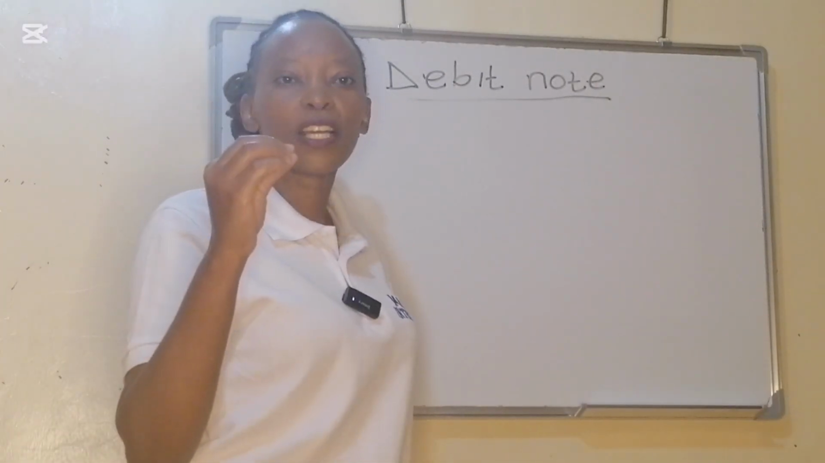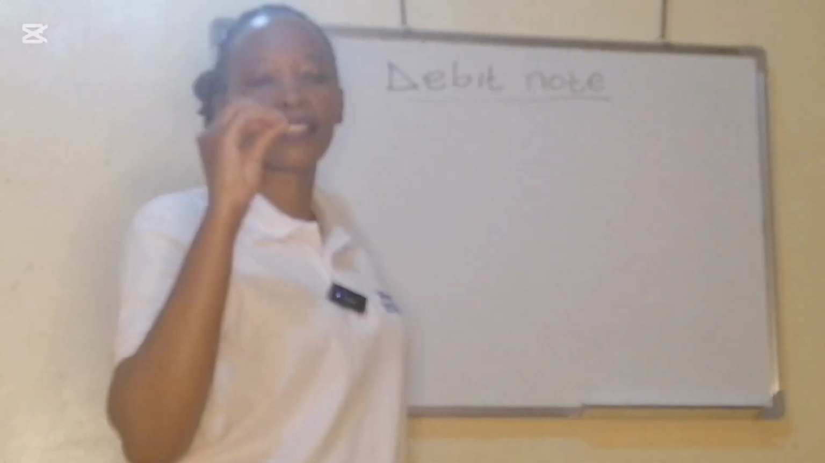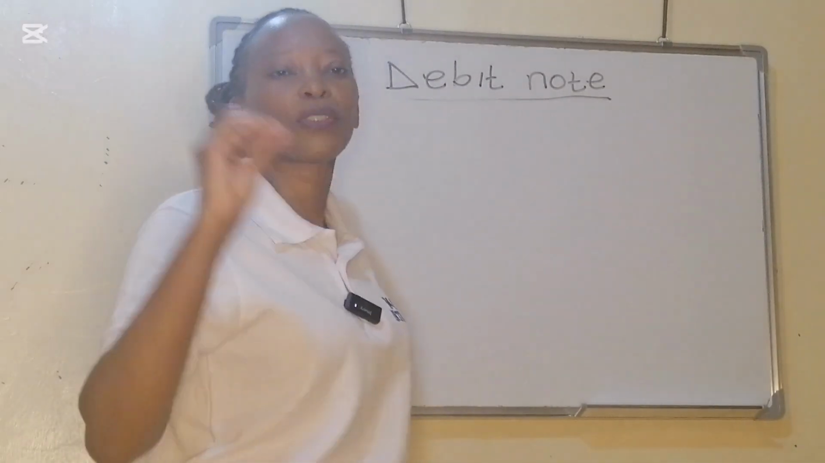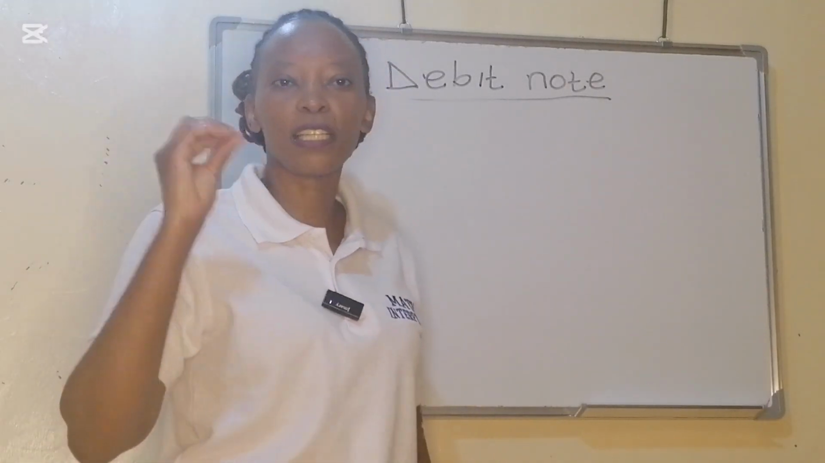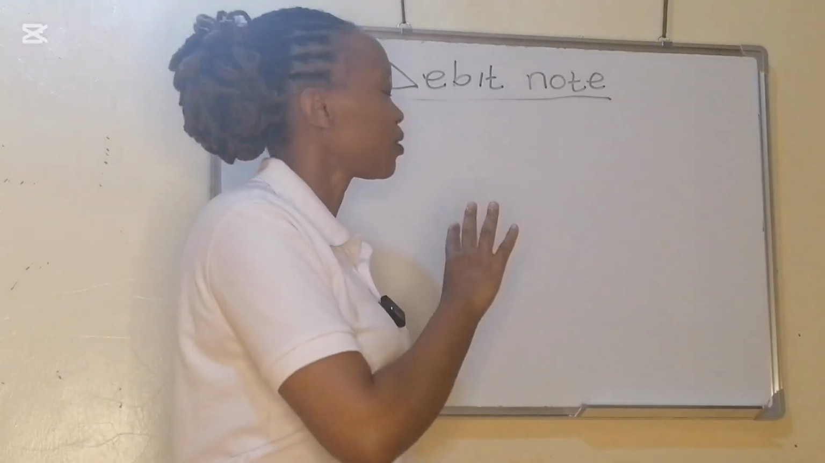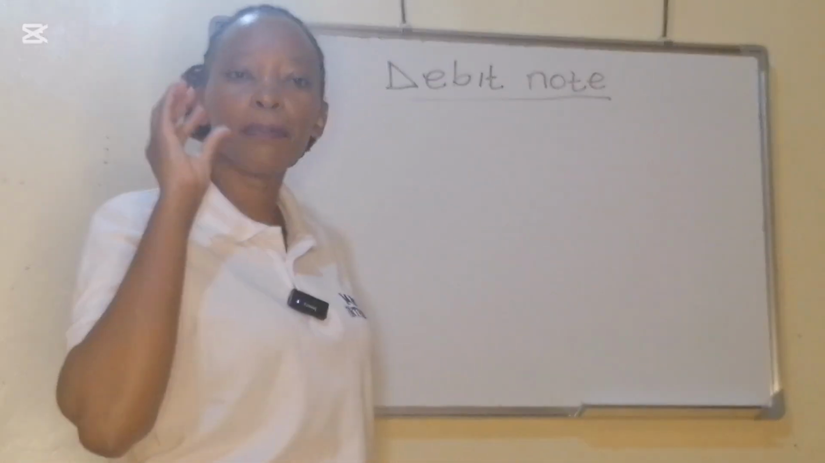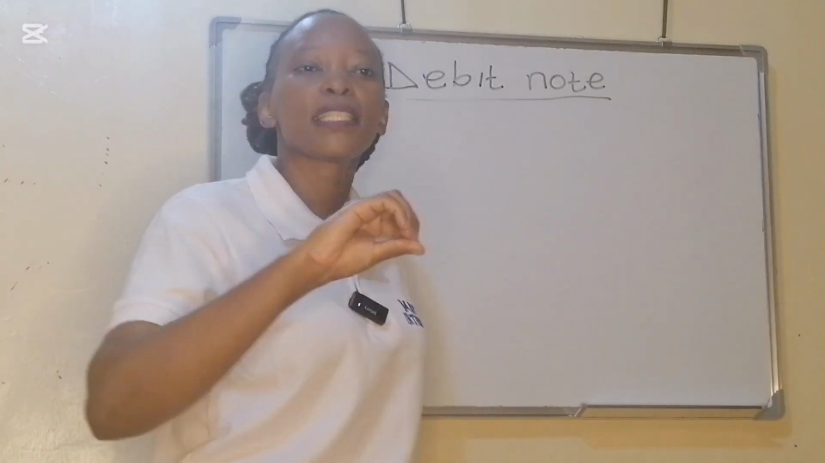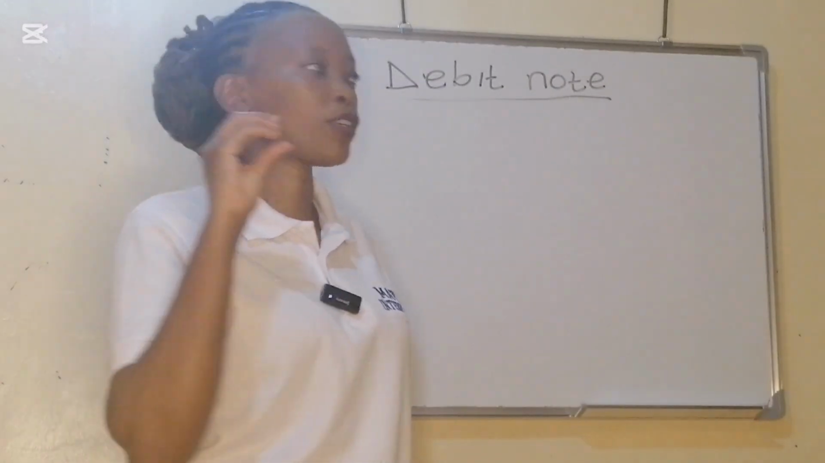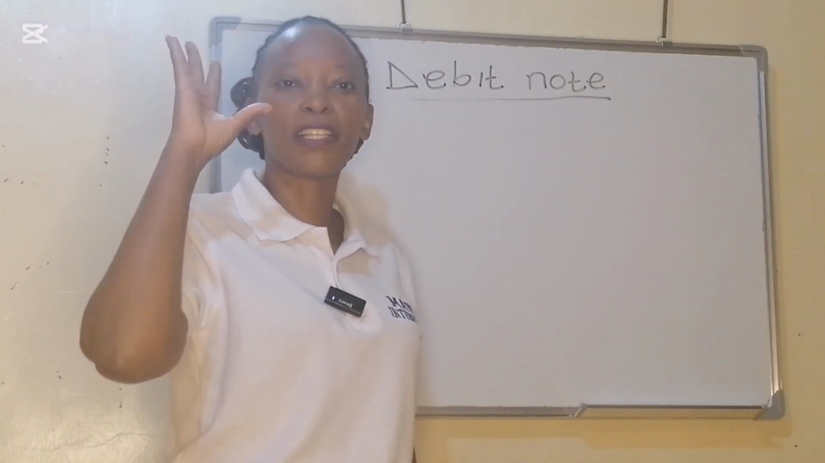In this case, you want the amount in the tax invoice to increase. You want them to pay more than what was in the tax invoice. You are going to use a debit note and send it to the customer. The debit note is sent from the seller to the buyer when you want to increase the amount in the tax invoice. Are we together up to that point? I hope you have understood.